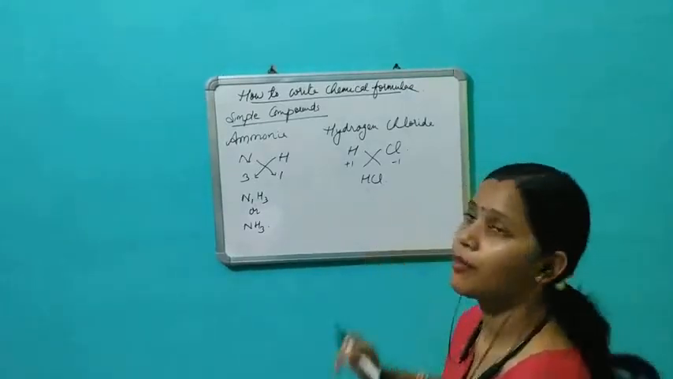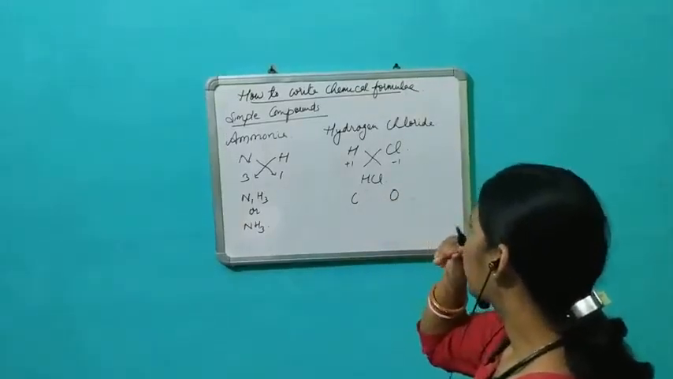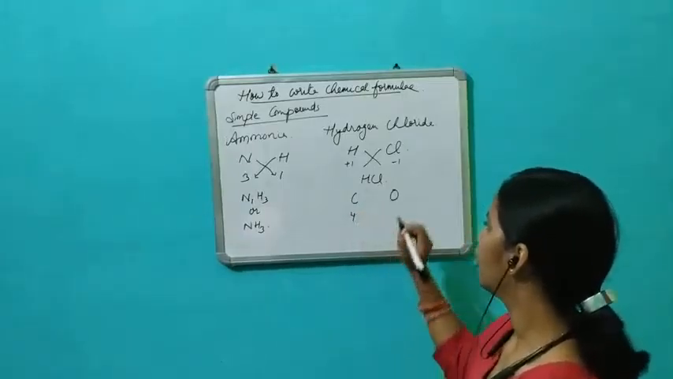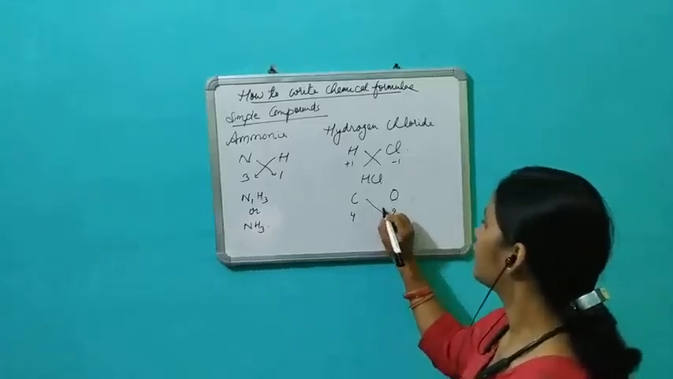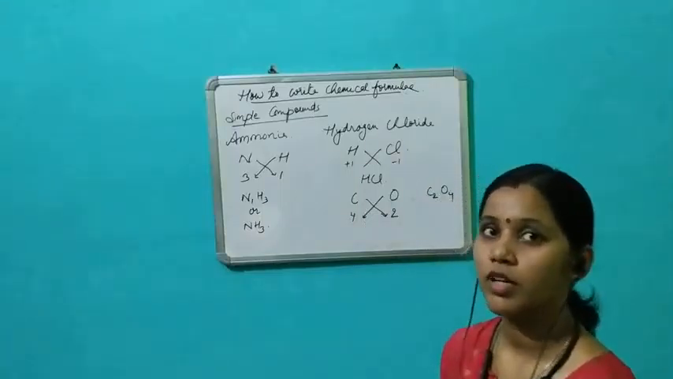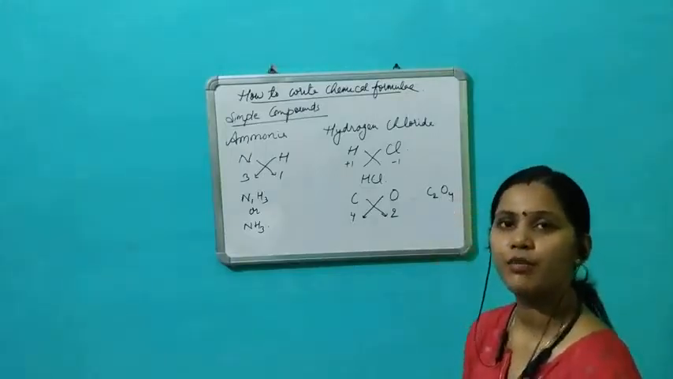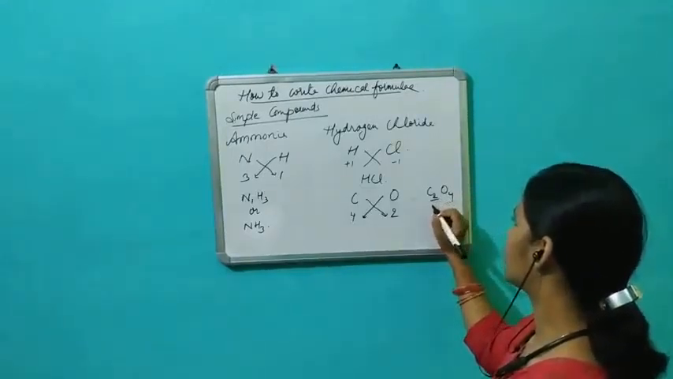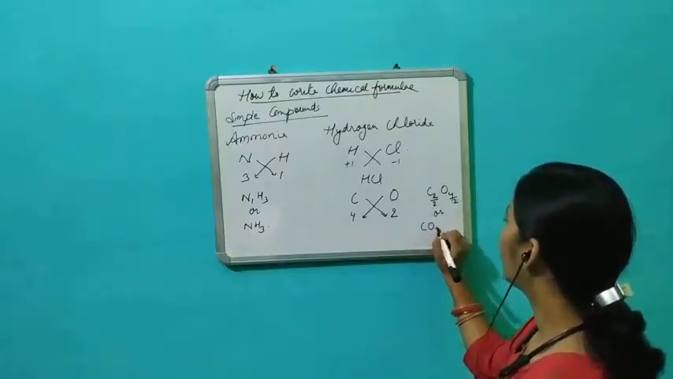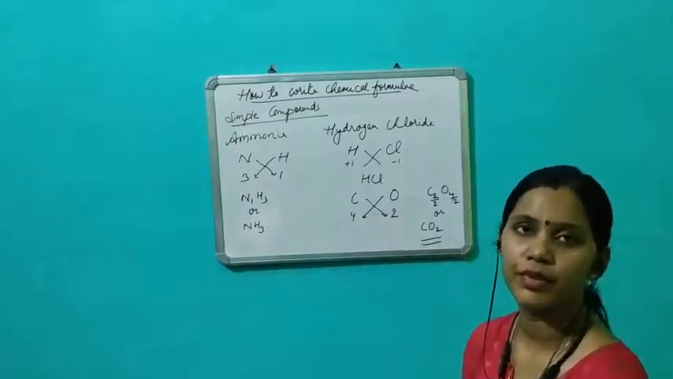Now suppose I have to write carbon dioxide. So carbon and oxygen. Carbon is 4, oxygen is 2. We crisscross, what do we get? We get C2O4. But you will say this is not the formula, miss. So what we do? We divide by the same ratio, 2 and 2. So when we divide, we get CO2. This is carbon dioxide. So this is how we write the simple formulas.